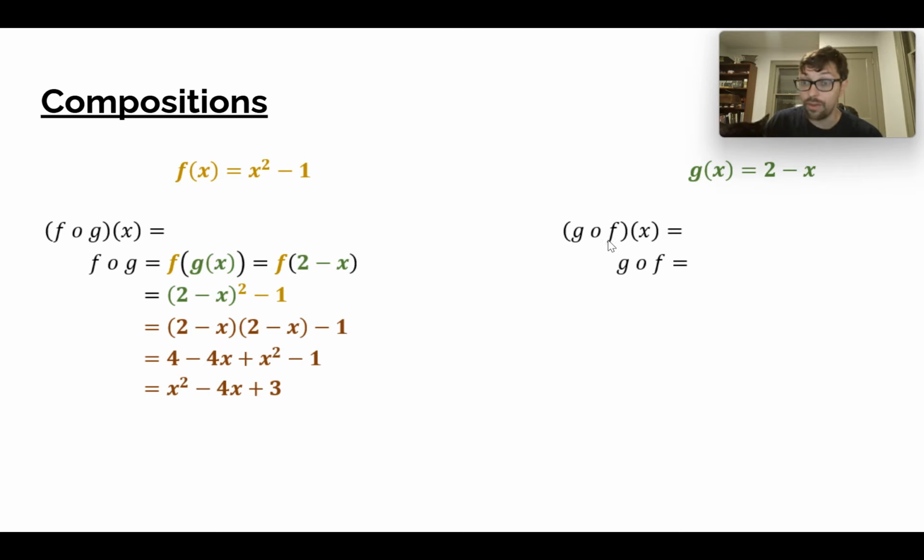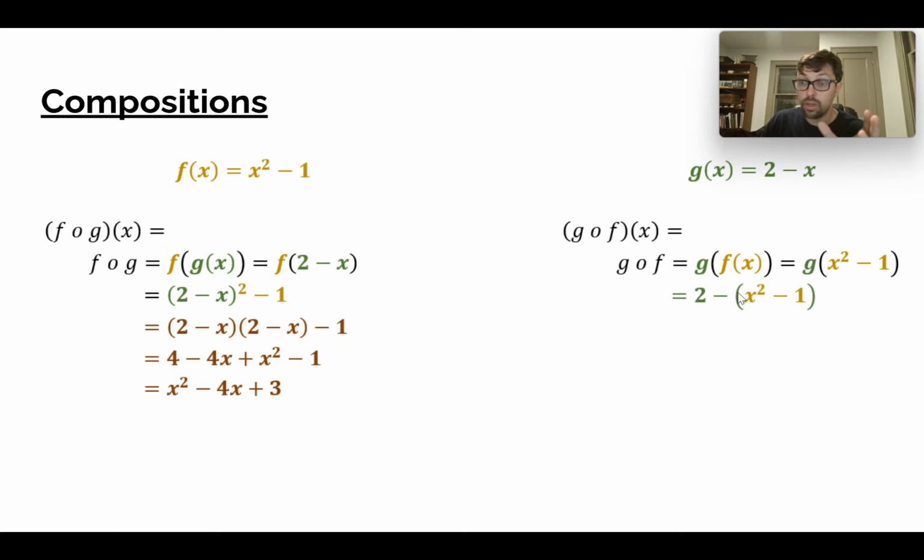If we want to do g circle f, or g of f of x, that is the reverse. So we want to put f of x, this x squared minus 1, where the x is in g of x. We're replacing the x in g of x with f of x. And so we want to find g of x squared minus 1. So where that x is, we're going to put an x squared minus 1. And then we've got a negative in front of there.